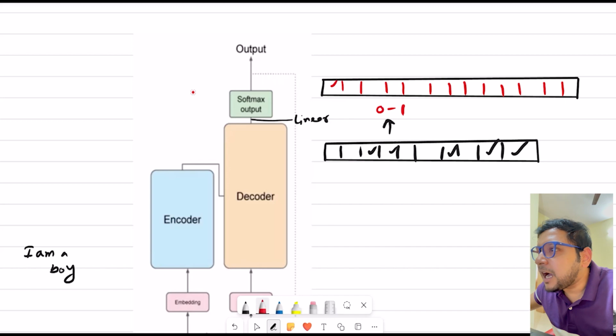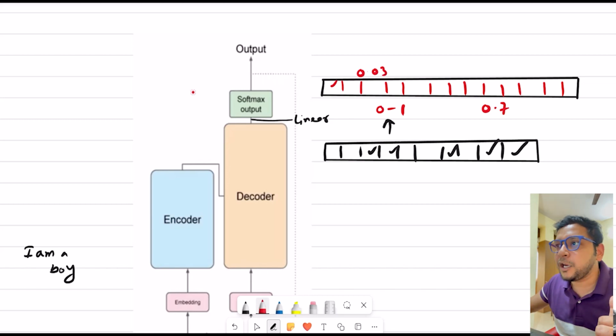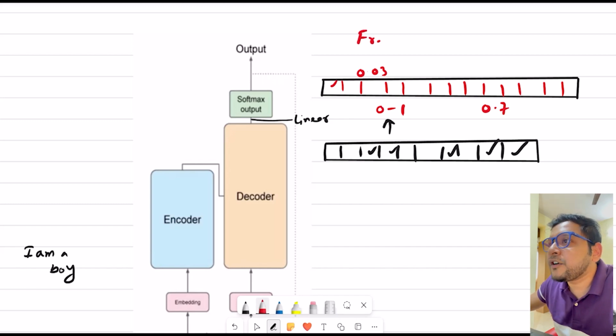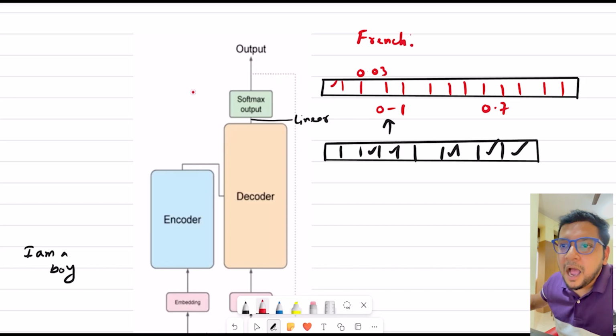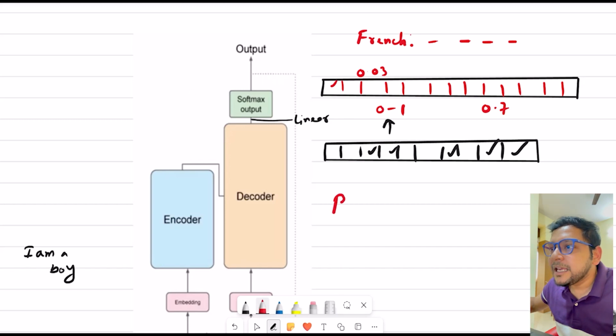So if some values are in the range of 0.7, then there is a higher likelihood that that value will come as an output. And if some word has a lower value like 0.03, then there is a very low likelihood that that word will come as an output. So those values which have higher probability will come here. And as a result we have a conversion of the French value of I am a boy to some French word. And this conditional probability is actually based on the concepts which we learned earlier in class 11-12.